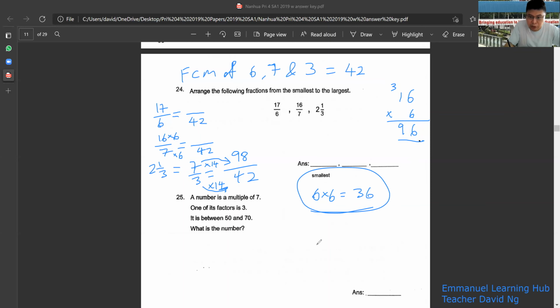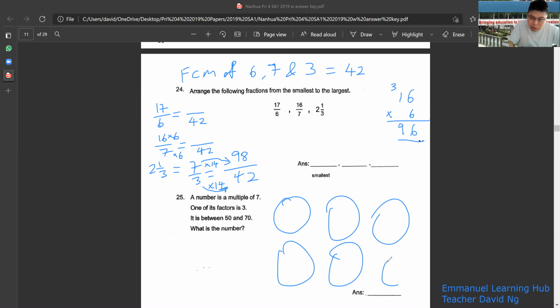Go and memorize your multiplication timetable. If you don't memorize, you are at the losing end. Because in exam, you don't have time to draw out 6 circles. In exam, do you think you got time to do this? No. You see how long I took just to draw this thing? After drawing, you have to count the number of crosses. What if you count wrongly?